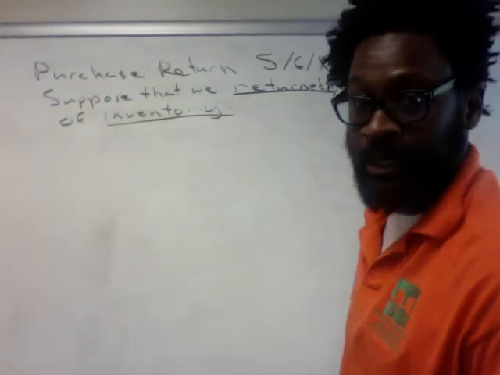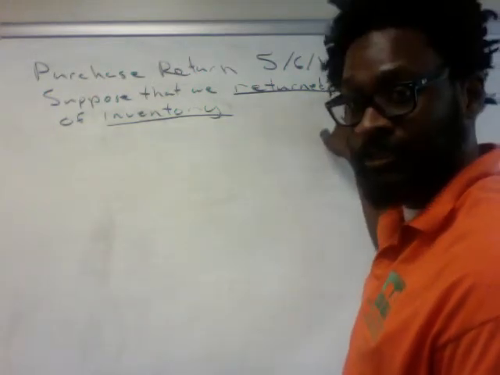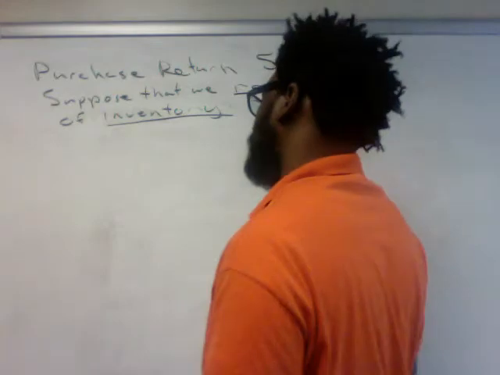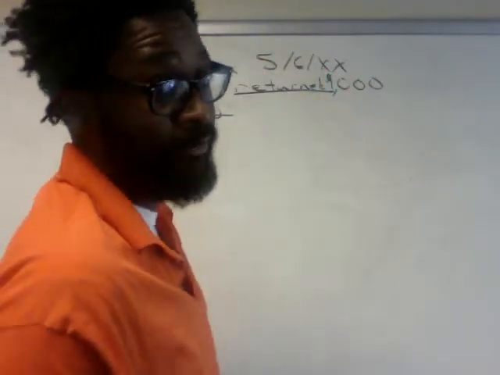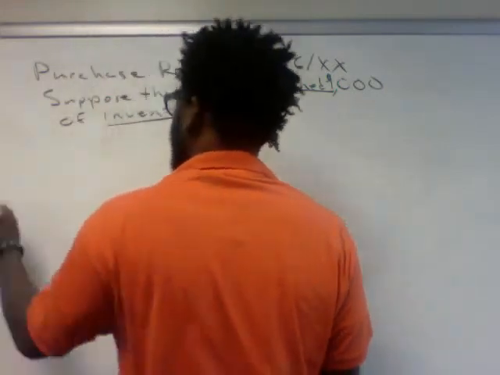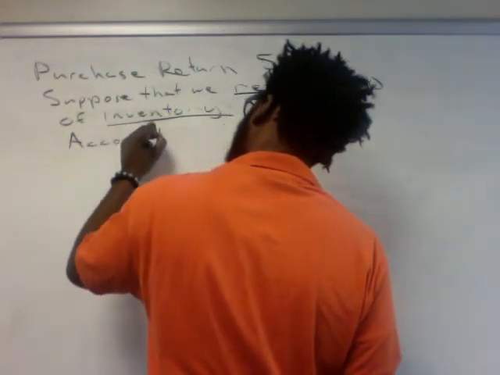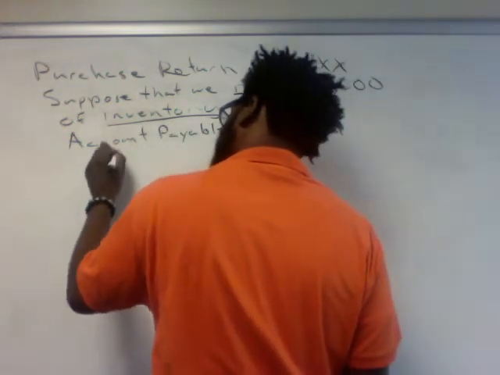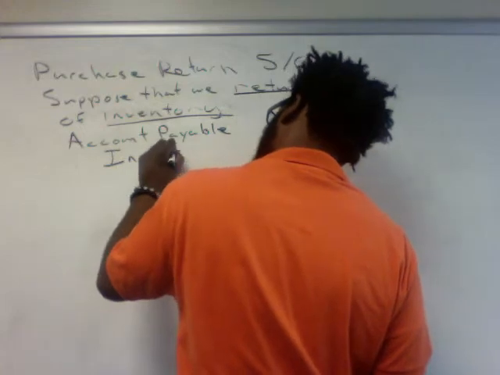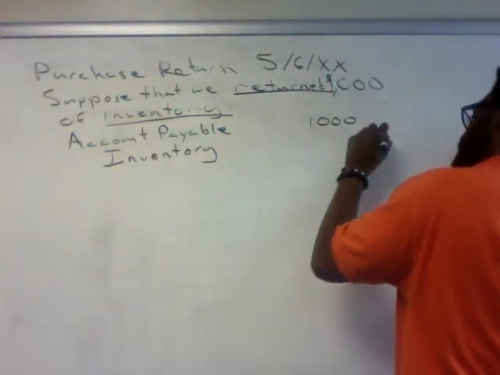We bought on account originally the inventory, and now we're returning $1,000 of the inventory. So the cost of our inventory should do what? Go down because we don't have it anymore. But what else should go down? Our accounts payable. So we're going to debit accounts payable, decreasing it, and we're going to credit inventory. For how much? $1,000. Very easy.